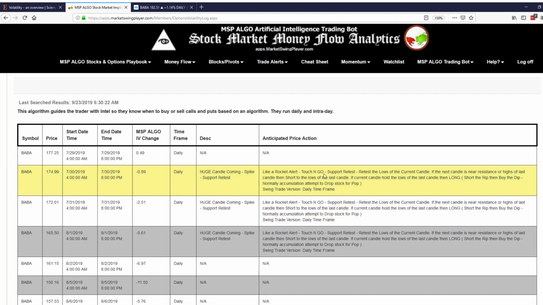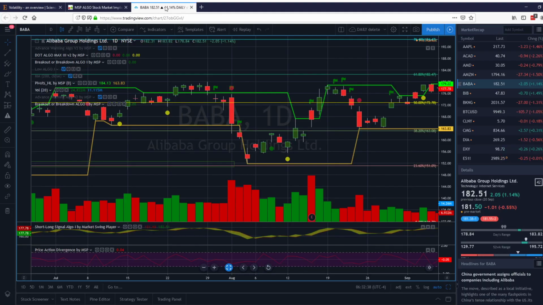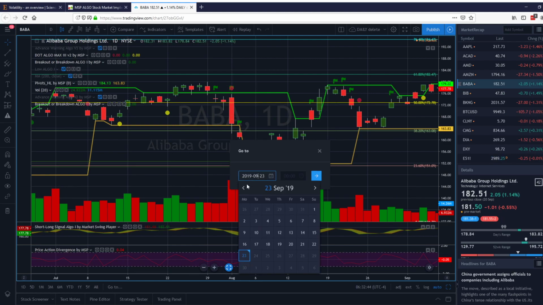So generally this is what's going to happen. It's going to retest support. So that's what these alerts mean, and we could see we had 3 consecutively in a row. So one on 7/30, one on 7/31, and one on 8/1. And price was at 175, then it went to 172, and then it went to 165. So what we're seeing is that price retested these support levels and failed. So let's look at the chart, because that way we could get a visual representation of price action.